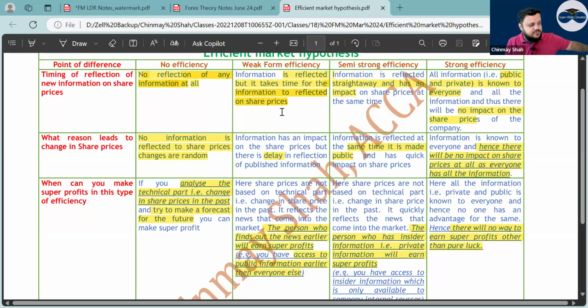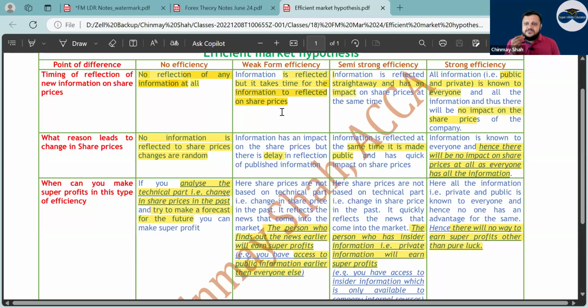But if information is reflected, but it takes a bit of time, like in the old 70s, 80s, what used to happen? You had a radio, correct? The news used to get circulated on the radio. The same day, news would not come; today's news would come tomorrow. Before radio it was only newspaper, right? So the news used to come after 4-5 days, correct? So information is reflected, but it takes time for the information to reflect on the share prices. That is weak form efficiency, correct?